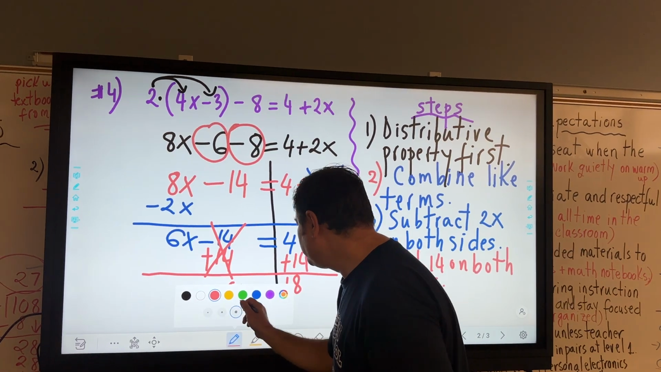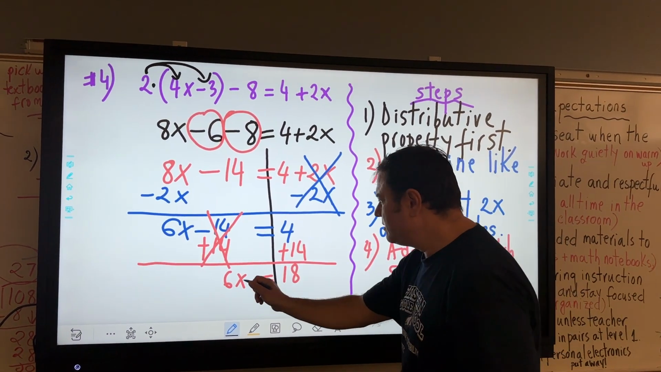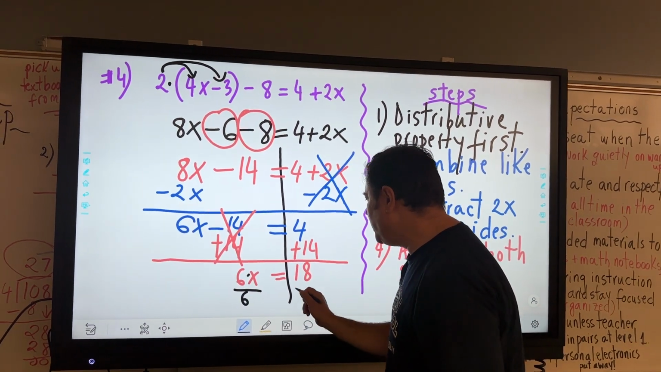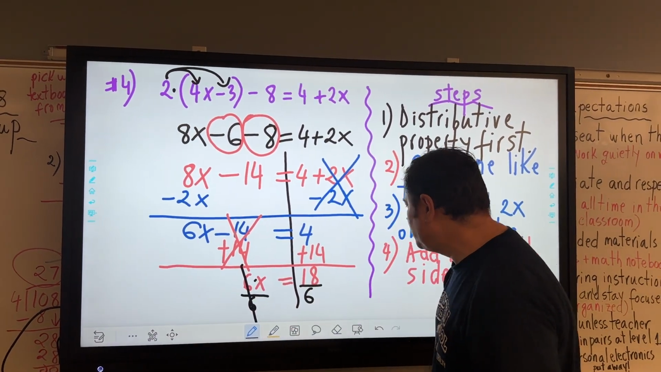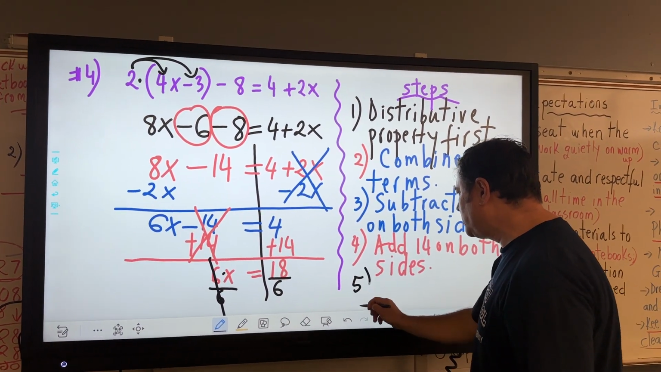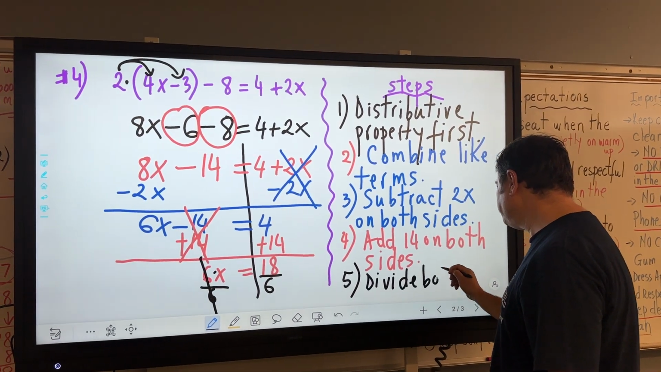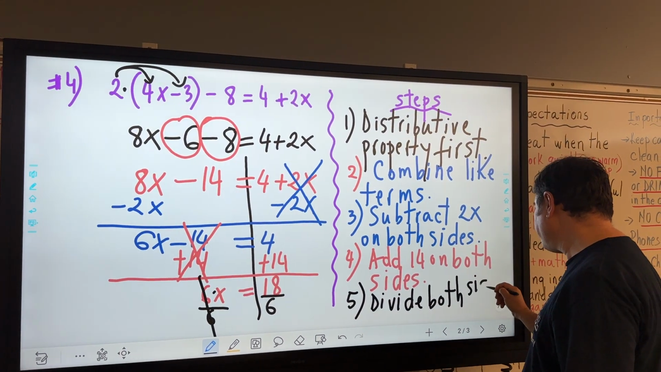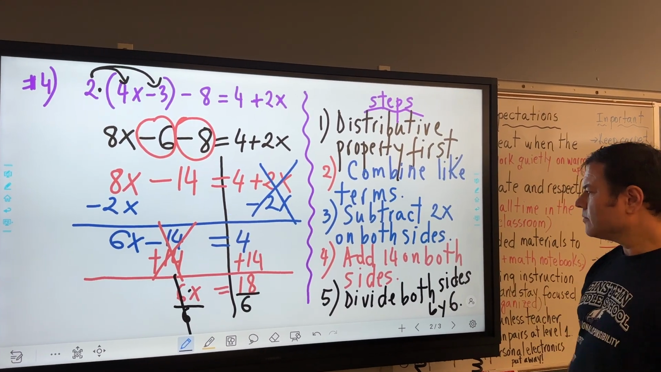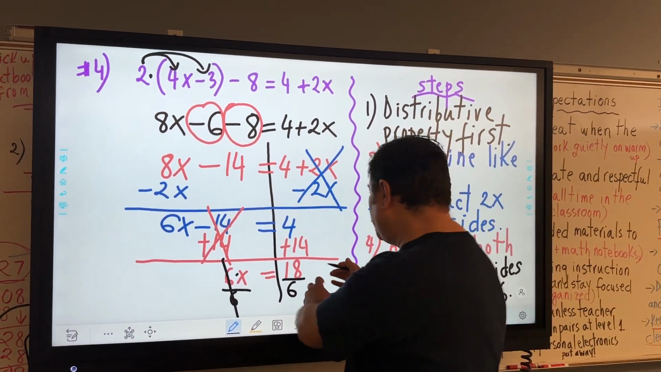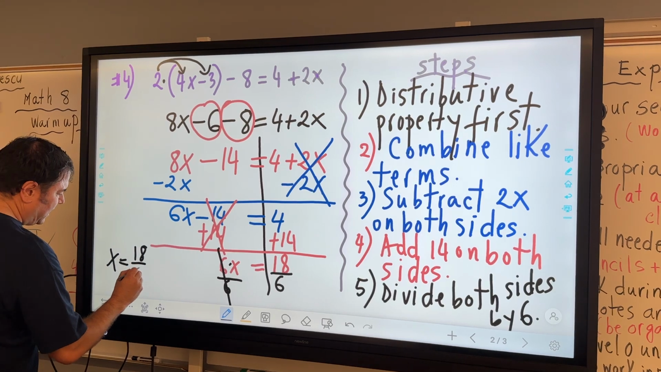And finally, our last step would be to divide both sides by 6. Whatever we do to one side, we do to the other side. Okay, so 6 and 6 cancel out. So step number 5 was to divide both sides by 6. And now we see that x equals 18 over 6.